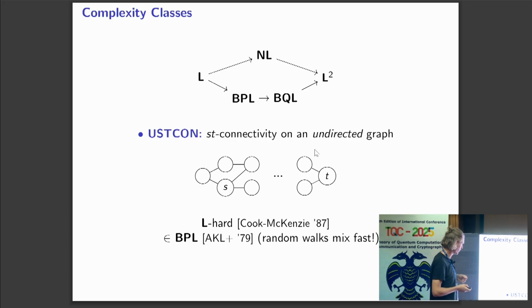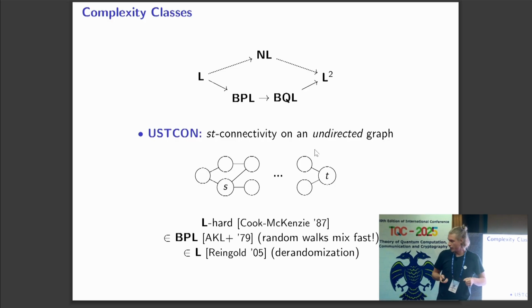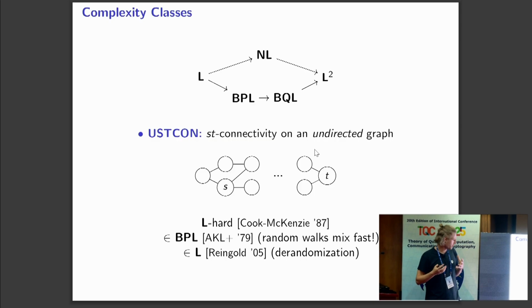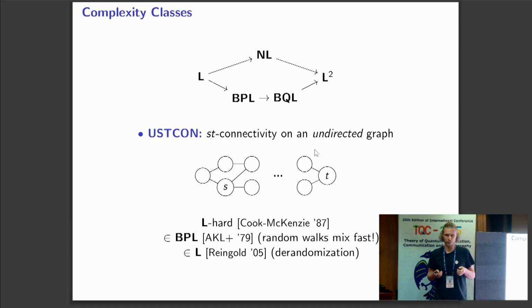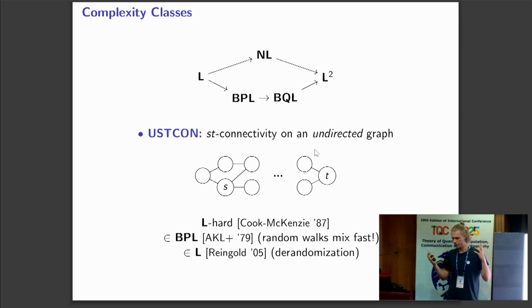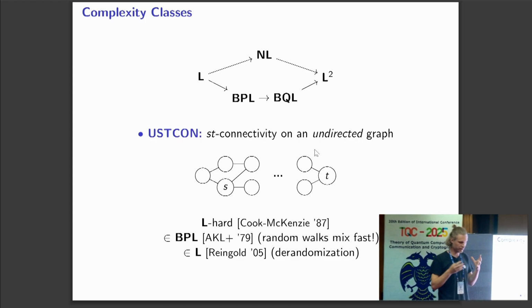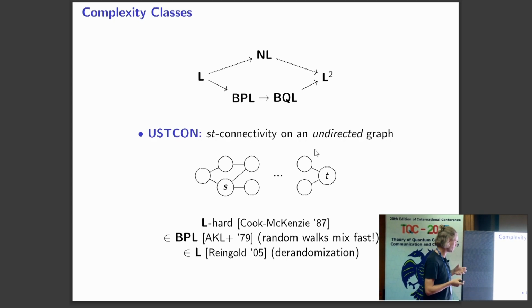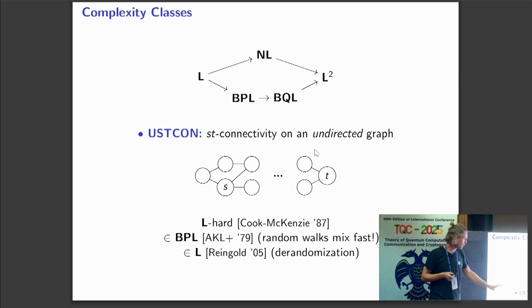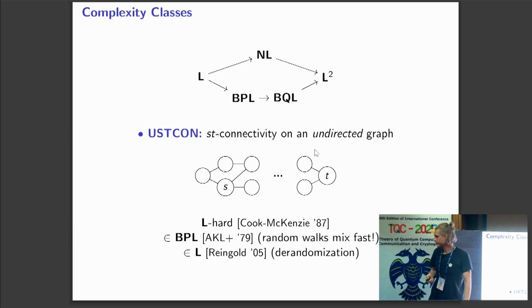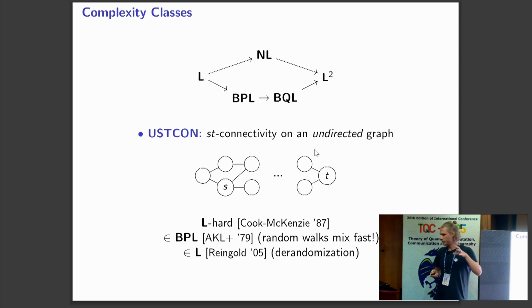So putting it in BPL wasn't too much of an effort. A much deeper work, though, by Reingold showed that actually you can even put it inside L. Okay, so you can de-randomize this random walk construction. This used a lot of advanced tools based on expander constructions and so on, showing that in log space you can sort of create expander versions. You can blow up your graph into an expander. And for expanders, we already knew that you could solve this in L. Okay, so Reingold put this problem in L. Good, so we talked about L, NL, BPL, L squared.